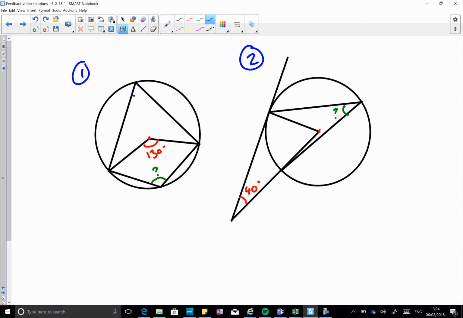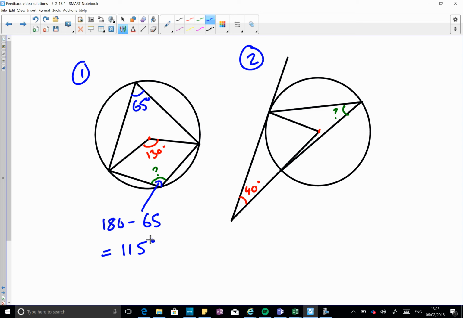So I can, for example, work out this one, because the rule says that angles at the circumference are half the angle at the center. So half of 130 degrees is 65 degrees. And then we can work out our unknown angle here, because we know that opposite angles in a cyclic quadrilateral, so that's a quadrilateral four-sided shape where all four corner points touch the circumference of the circle, opposite angles in a cyclic quadrilateral add up to 180 degrees. So I just need to do 180 minus 65, which gives me an answer of 115 degrees.